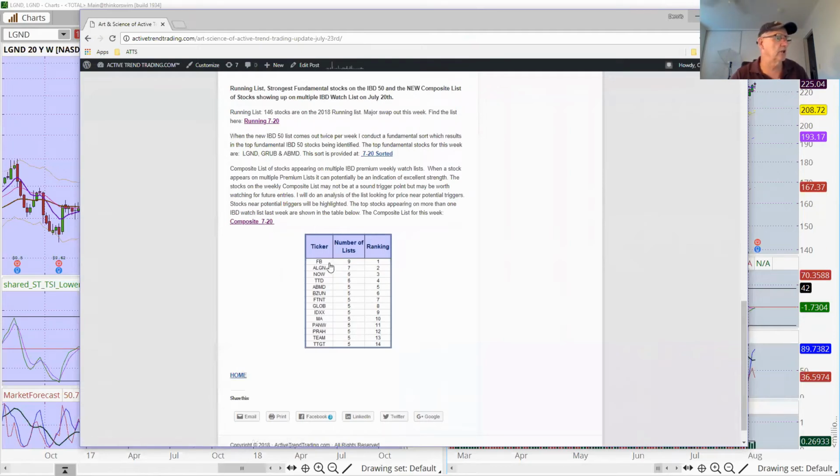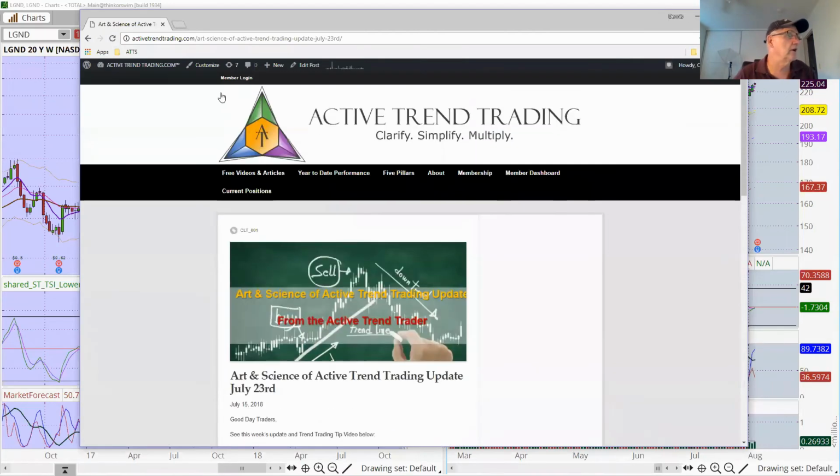And for this particular week, as you can see, Facebook showed up on 9 lists as it was getting ready to go into earnings. And then, of course, now it shows up on no list. But anyway, just pay attention to these repeating stocks. This is a great place to hone in really quickly on potential stocks. And it's right there for free on the Active Trend Trading website.